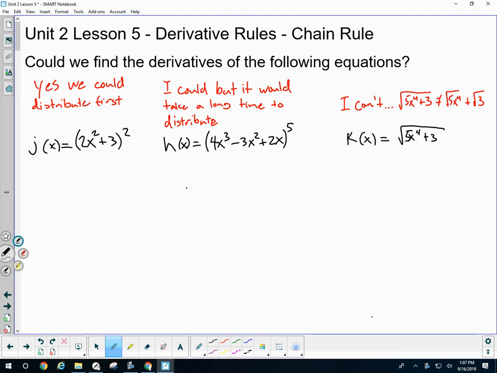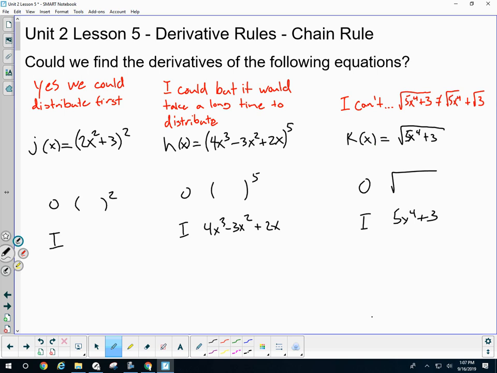Notice, I have what I consider kind of like an outside function, the square root, and an inside function. This one I probably could distribute right away, but just showing you the similarity. This is a composition of an outside and an inside. Okay? Now, if I asked you to find the tangent slope generator of these three, you could do J by distributing, but you need a new rule to deal with these compositions.